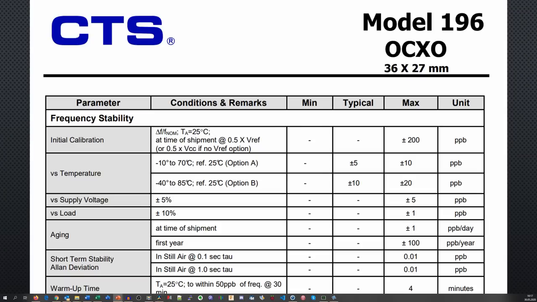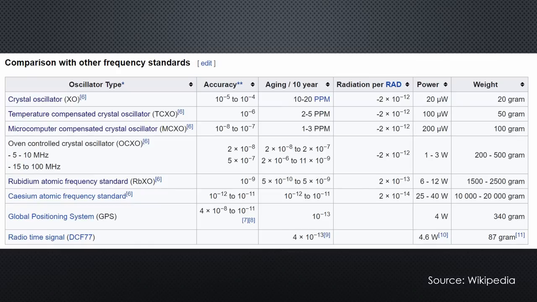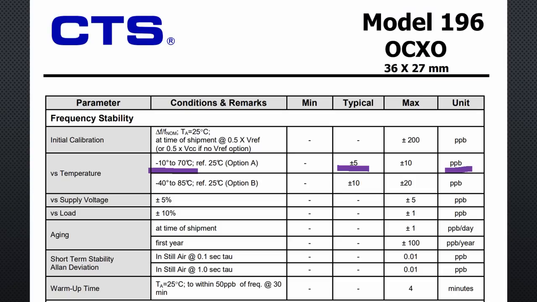These Chinese devices use used OCXOs from good suppliers like CTS. Its datasheet says, frequency stability across the whole temperature range is plus minus 5 ppb. PPB is parts per billion, or 10 to the minus 9, which is similar to the number mentioned on Wikipedia. But it has a much higher initial difference. And also during the first year, it moves a bit. So it is exceptionally stable, but not precise.